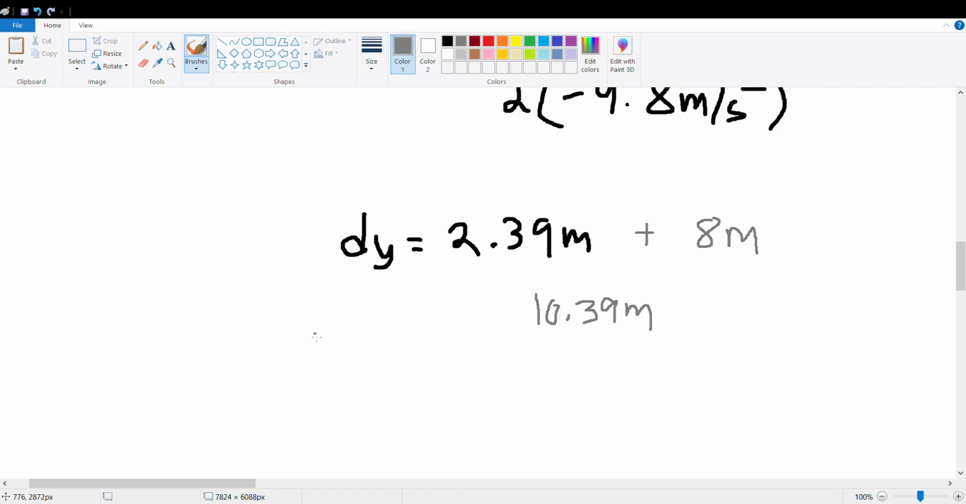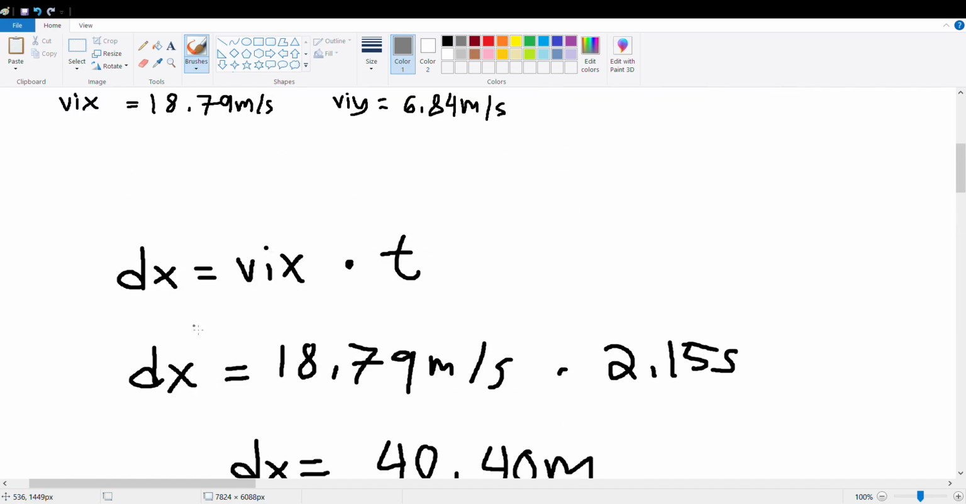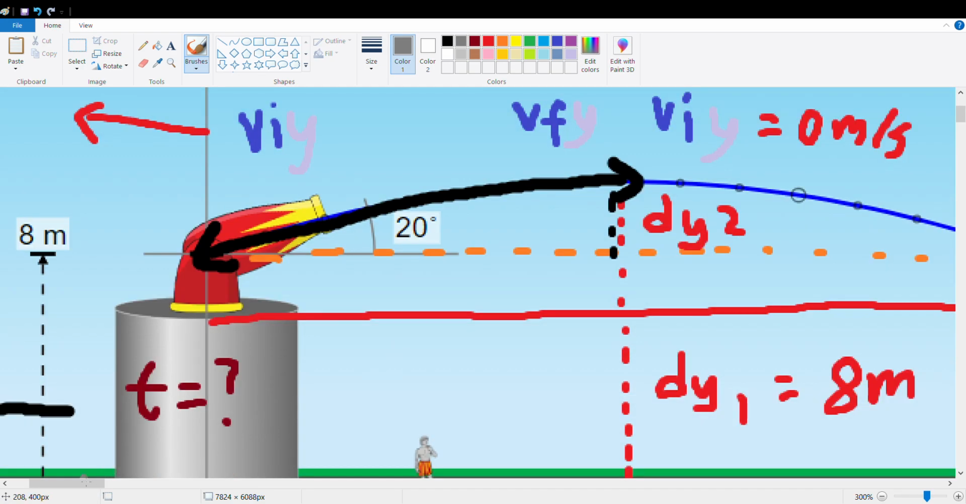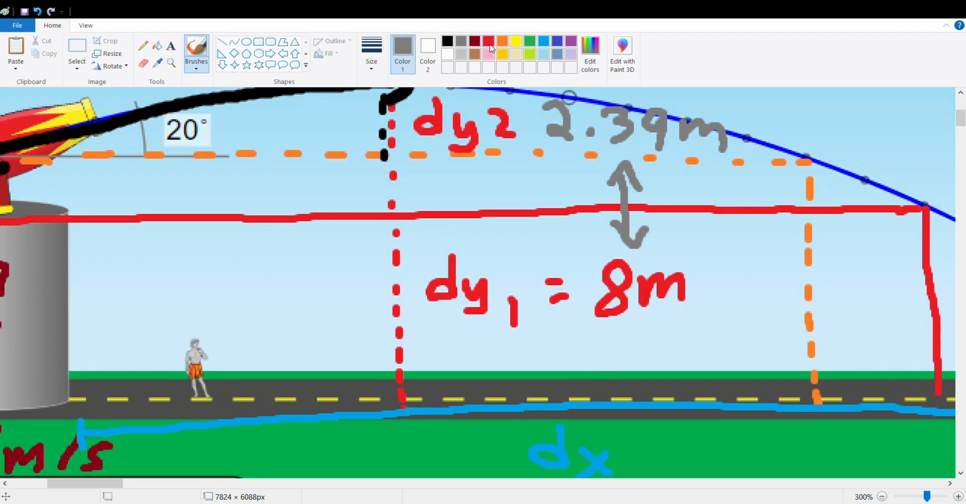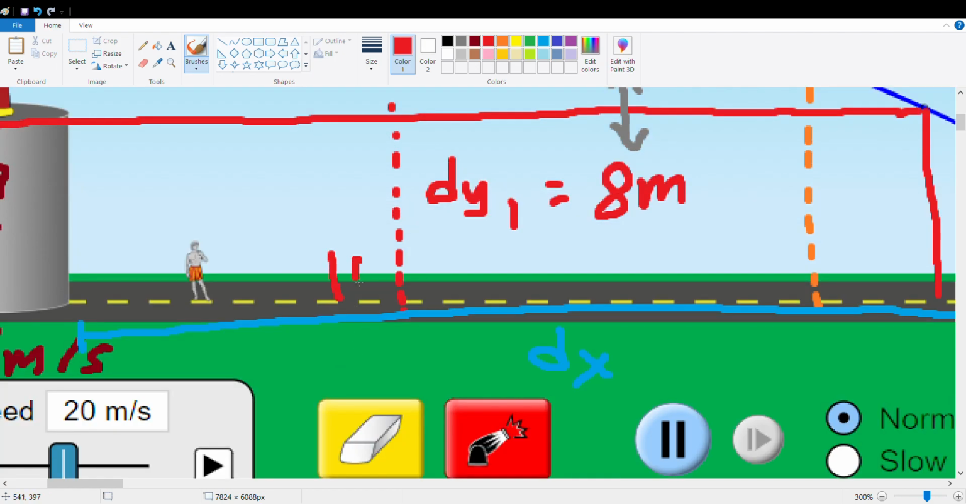So now we get 10.39 meters. Boom. So dy2 is 2.39 meters, and if we add all of them together, then dy is actually 10.39 meters, and dx here as well is 40.40.